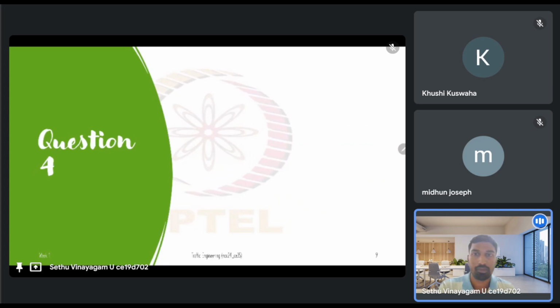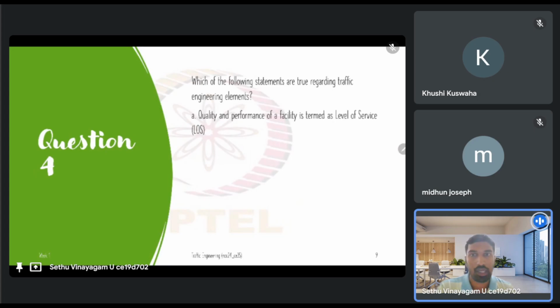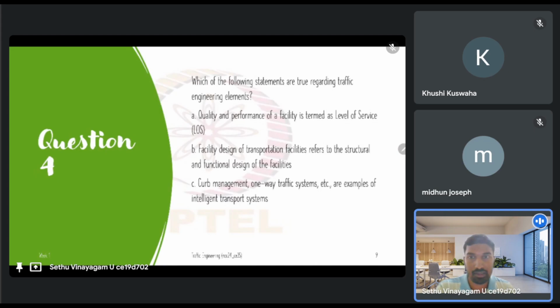Okay, question number 4. Which of the following statements are true regarding traffic engineering elements? Option A is quality and performance of a facility is termed as level of service. Option B is facility design of transportation facilities refers to the structural and functional design of the facilities. Option C is curb management, one-way traffic systems, etc. are examples of intelligent transportation systems. Option D is general environment such as weather, lighting, etc. are part of the traffic engineering components.